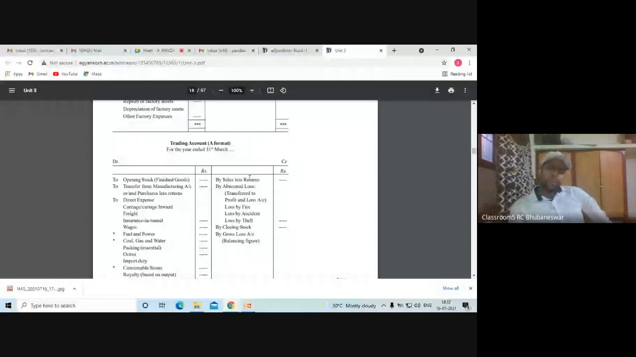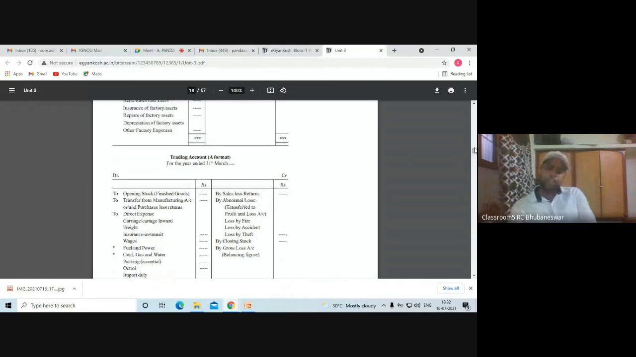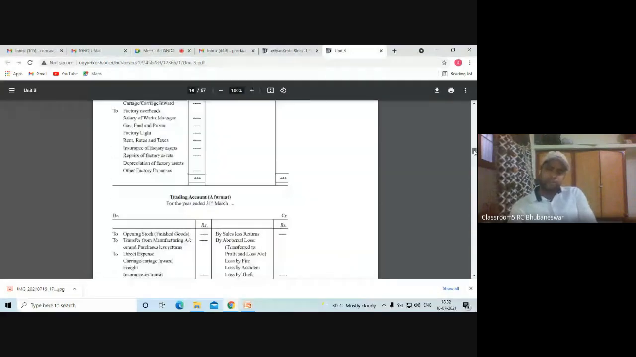So by sales, then by abnormal loss, if anything is there, loss by fire, accident, theft, etc., then it will be written here. Then by closing stock of finished goods, if you have anything, it will be recorded here. But you have to mark here, as sales is the major revenue of a company, here you will find the profit part. Okay, so here you will find the profit part.